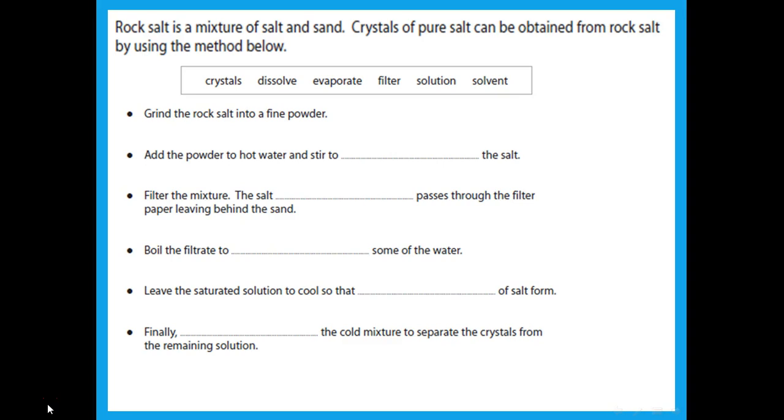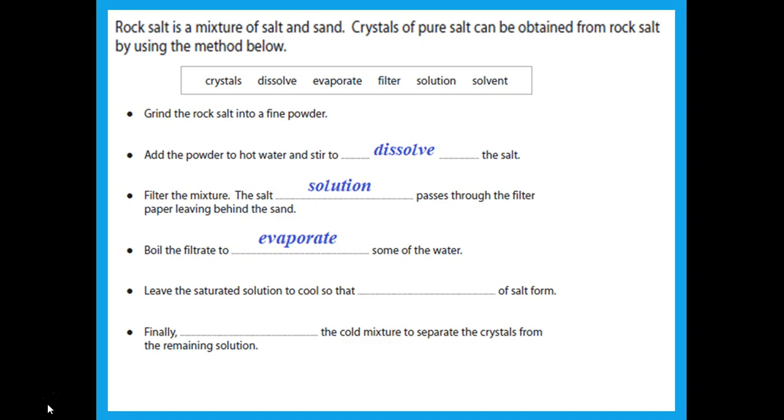To the salt. Stir to dissolve the salt. Filter the mixture. What passes through the filter paper? The salt solution passes through the filter paper, leaving behind the sand. Boil the filtrate to evaporate some of the water.